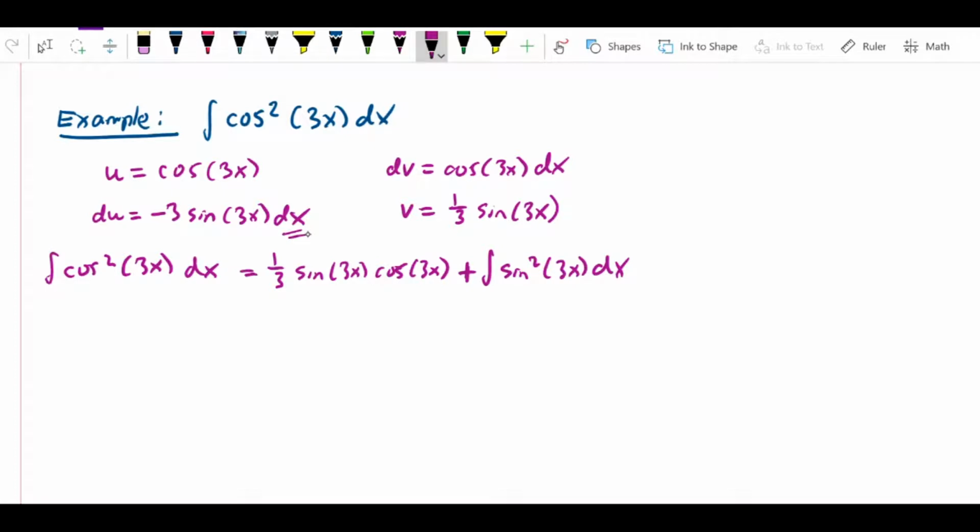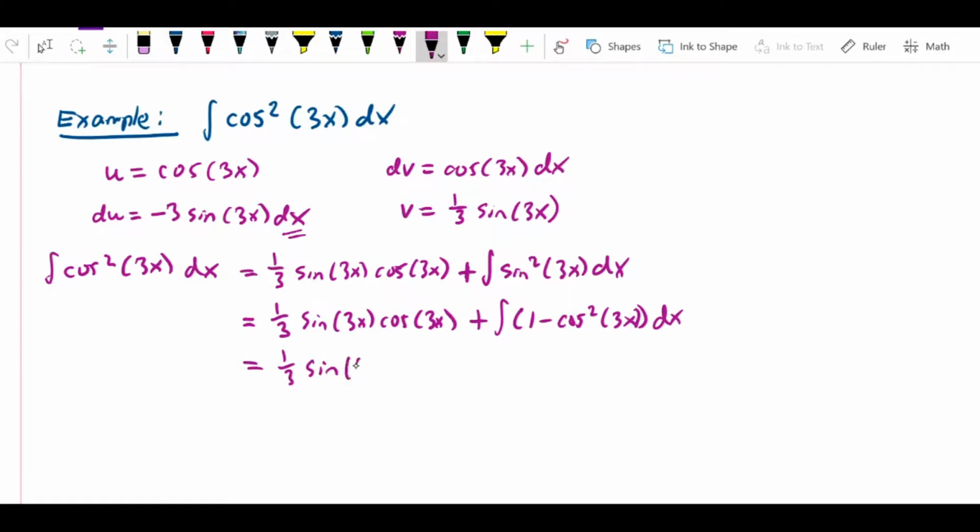So now we're going to use the identity cosine squared plus sine squared equals 1 to convert this sine squared into a cosine squared. So that's going to be 1/3 sine 3x cosine 3x plus the integral of 1 minus cosine squared 3x dx. We do a little bit more simplification. This becomes 1/3 sine 3x cosine 3x plus the integral of dx minus the integral of cosine squared 3x dx.